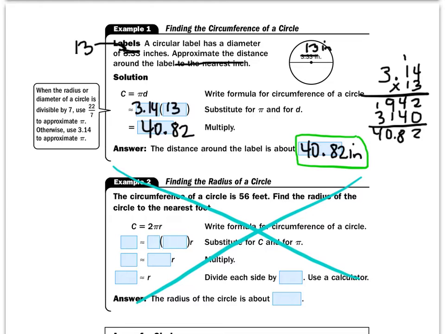And when you multiply those, I did the work over here, you would get 40.82. Now you have to label it. So the distance around this circle is 40.82 inches, just plain old inches, because circumference is kind of like the perimeter of the circle. It goes around it. And then go ahead and lightly cross out example 2, and this is where you're going to put the movie clue over here.